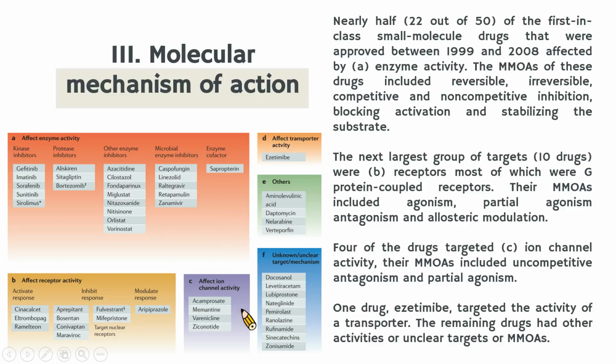Next one, 4 of the drugs targeted the ion channel activity. Their MMOAs included the uncompetitive antagonism and partial agonism. And then 1 drug targeted the activity of a transporter, and the remaining drugs had other activities or still unclear targets or MMOAs.